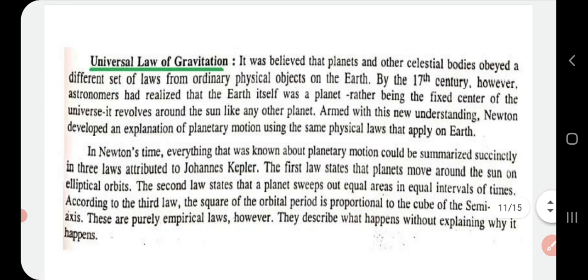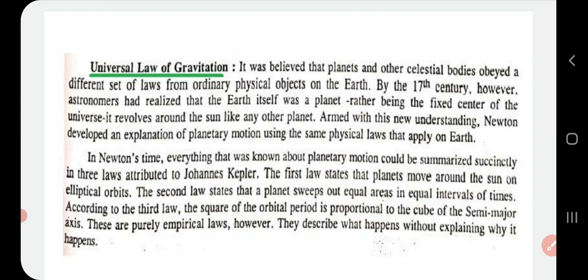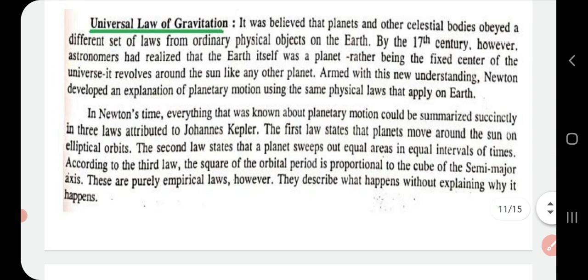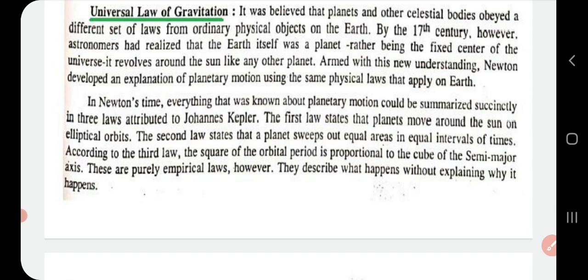Then he formulated the universal law of gravitation, which is another important concept. By the 17th century, astronomers had realized that Earth was only a planet, and they all supported the heliocentric theory, that is, the Sun was the center of the solar system and Earth as a planet orbits around it. Newton also supported this theory, and he explained the three planetary laws of motion proposed by another scientist named Kepler. Kepler formulated three laws of planetary motion.